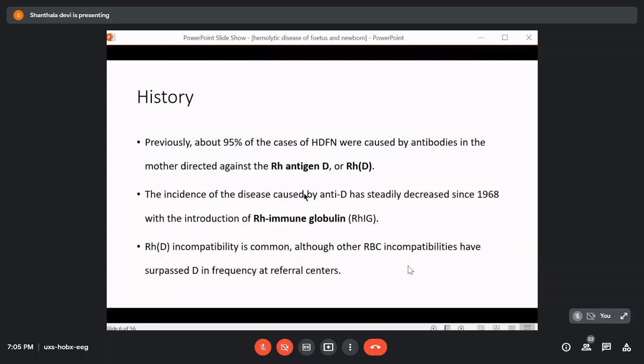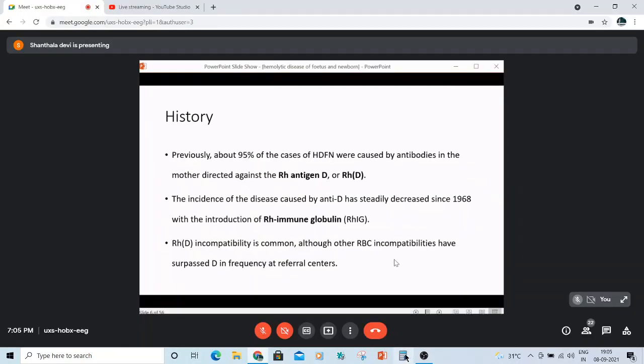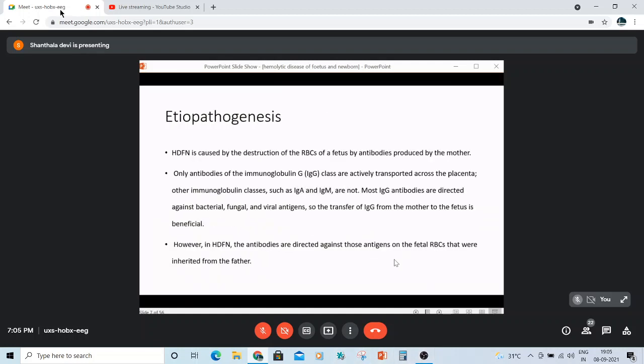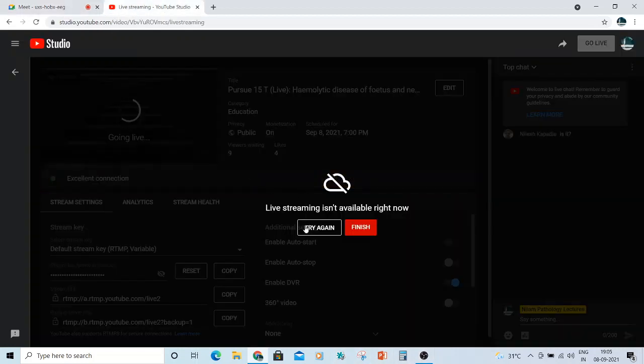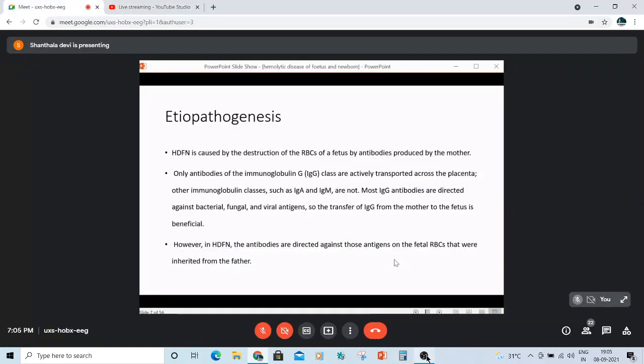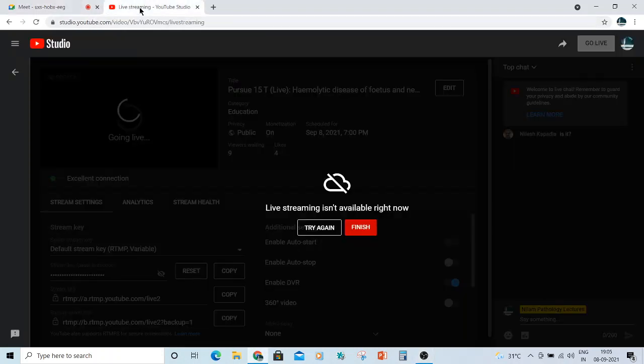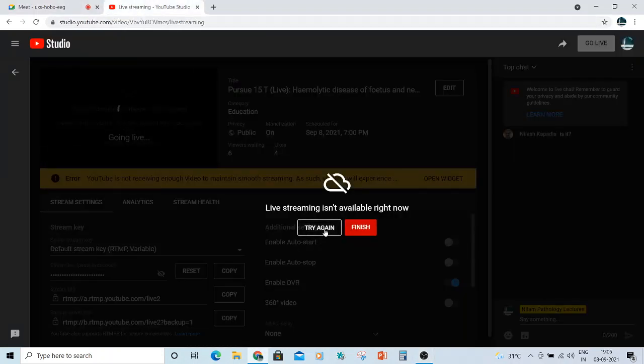What are the causes, how does this happen? This happens when there is destruction of the RBCs of the fetus by antibodies produced by the mother. The antibodies which can cross the placenta are only the IgG type. The other classes of antibodies, the IgA, IgM, do not cross the placenta.